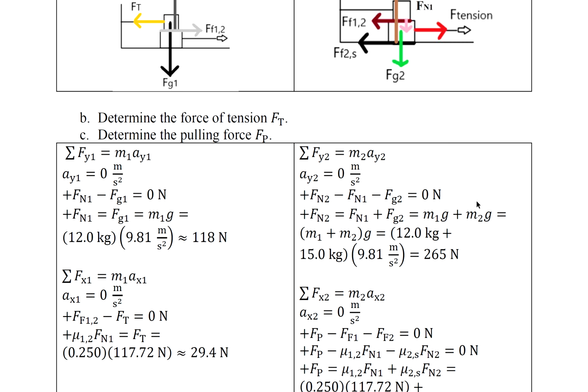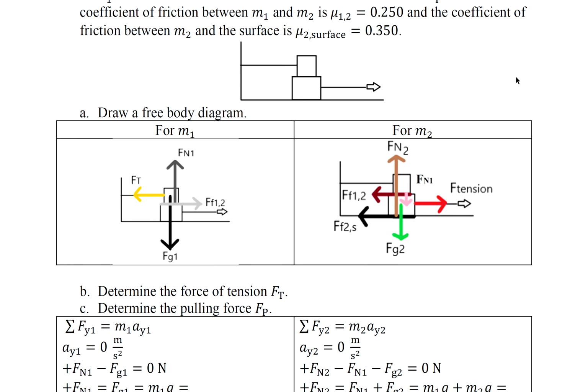Part B, determine the force of tension Ft. Part C, determine the pulling force Fp. So you could say here we have 4 equations. We're going to use sigma F equals ma for the x-axis and the y-axis for M1, and sigma F equals ma for the x-axis and the y-axis for M2.